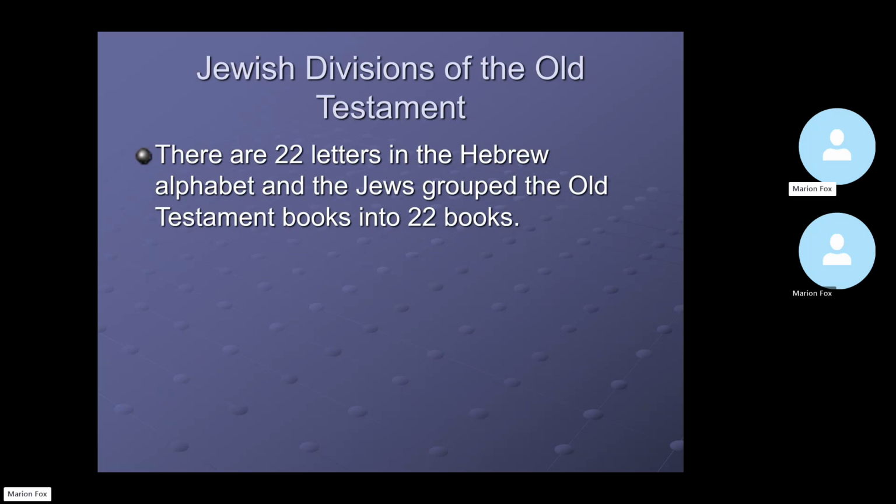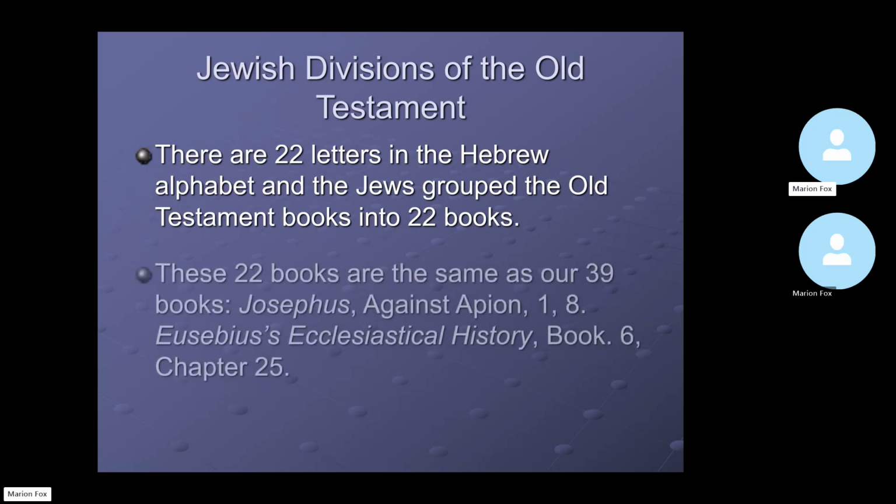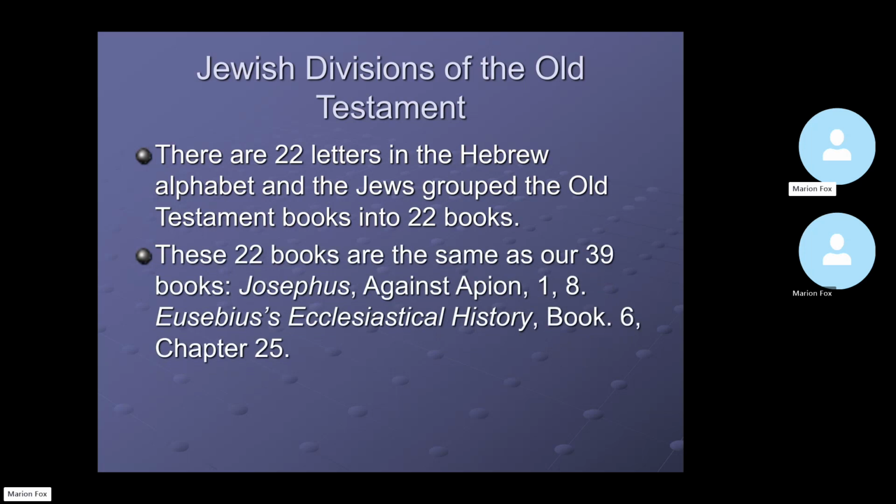Obviously, as I've already said, there were 22 letters in the Hebrew alphabet, and the Jews grouped the Old Testament books into 22 books, and they cataloged them by these letters. They're the same as our 39 books, according to Josephus, Against Apion, 1:8, and also in Eusebius's Ecclesiastical History, Book 6, Chapter 25. Now, these two books can be accessed on the internet. I have both of them in my library, and I have an electronic copy of both of them as well.